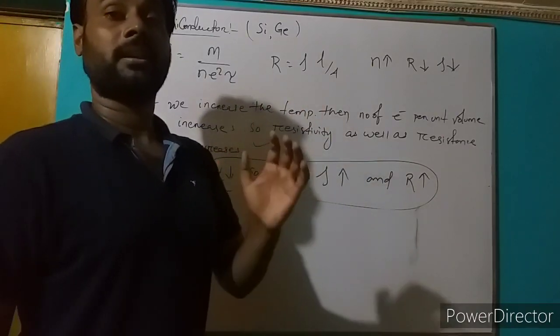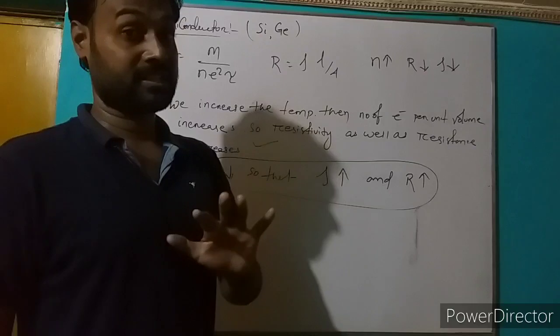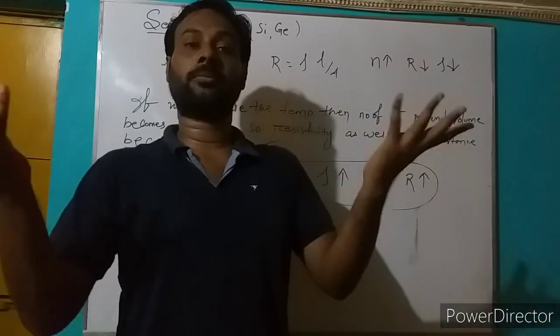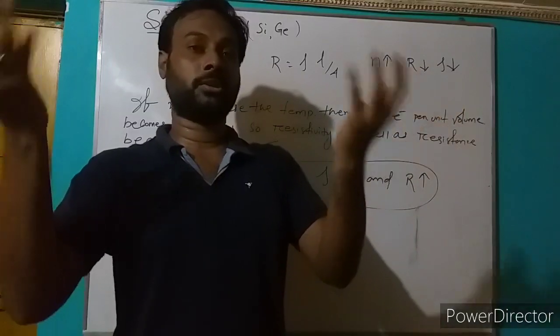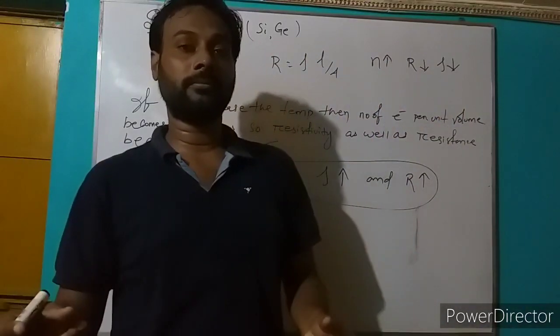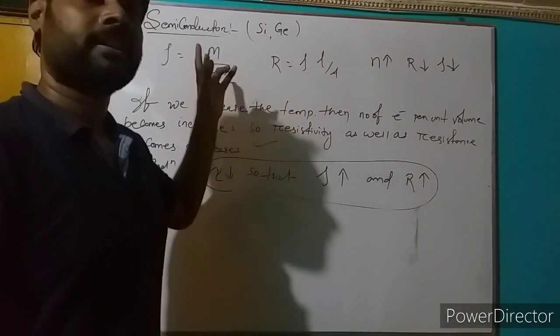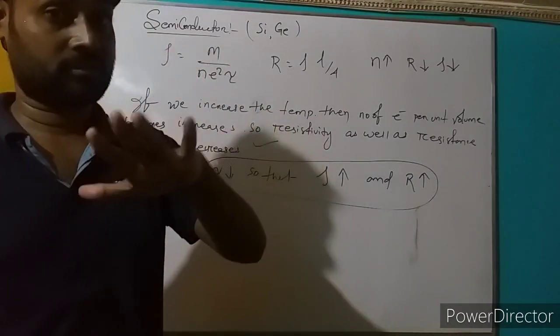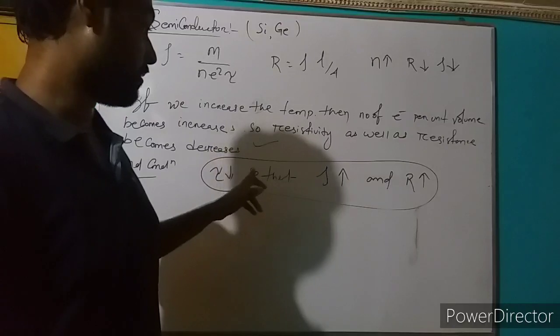The number of electrons per unit volume increases but it is not infinite. Clear? That means electrons per unit volume increase, and due to this increase, resistivity as well as resistance decrease. This is the very important result, very important point as compared to this one.